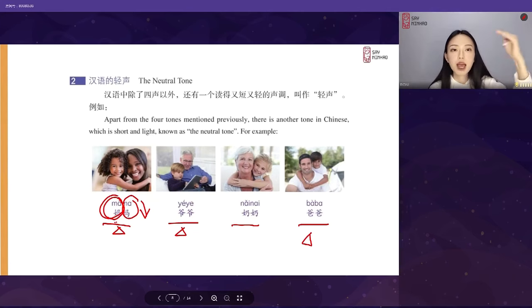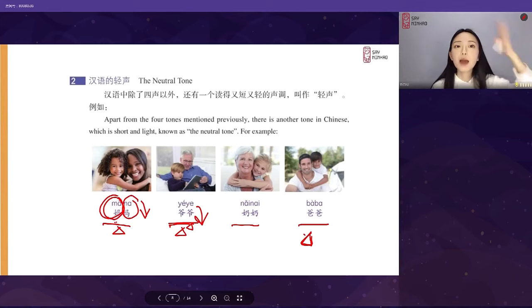Listen carefully. Mama. Lower. And next, yeye. The neutral tone one is lower, right? And the fourth tone, let's see. Baba. It is still lower.